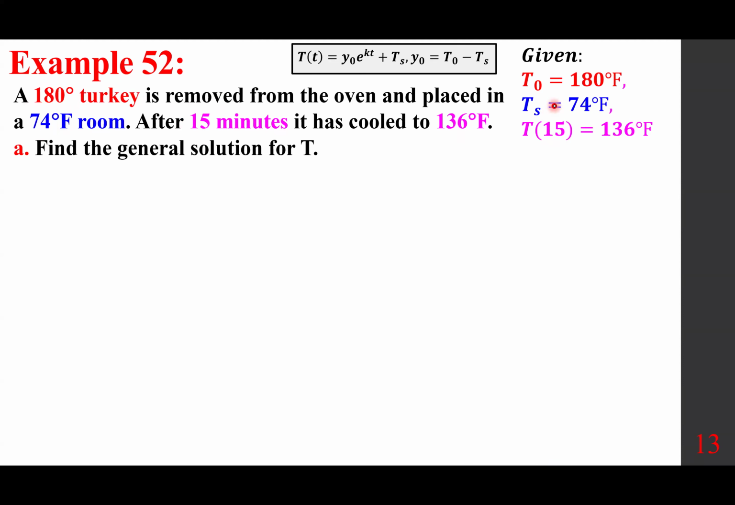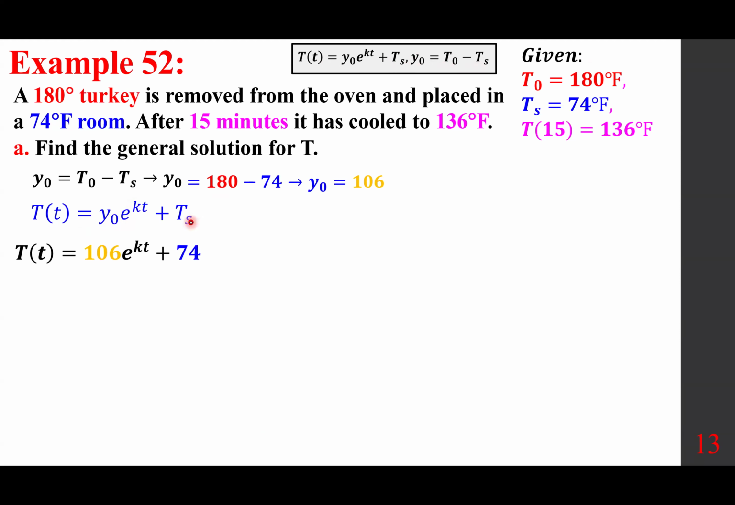So we are going to go with this formula and write T of t. To do that, we are going to go with y sub 0 is T sub 0 minus T sub s, or T of 0 minus T sub s. So the difference between the two, or 106, is y sub 0. And writing this formula, we are going to say T of t is 106 e to the power of kt plus T sub s, 74. So as you can see, we have most everything.